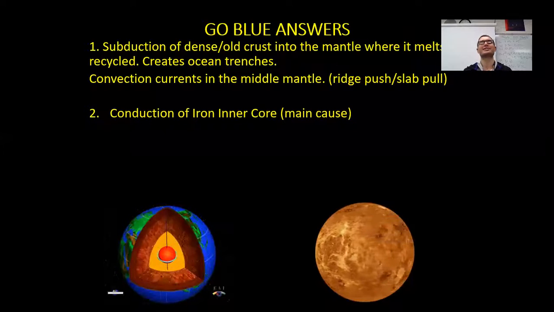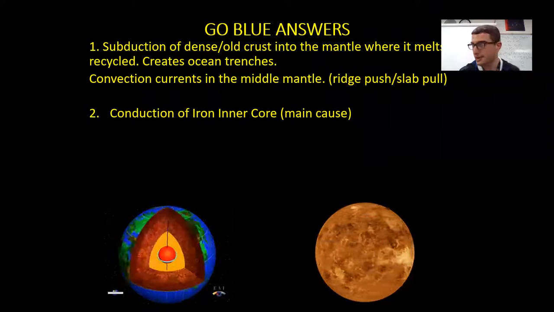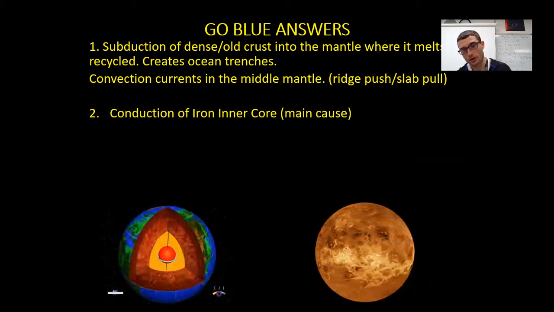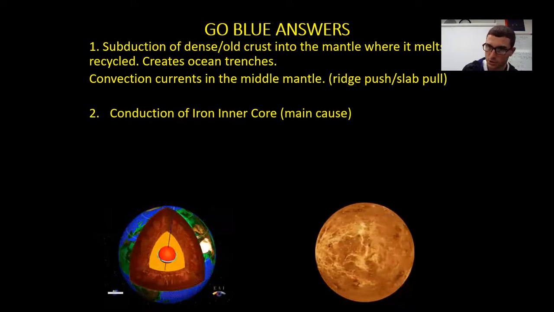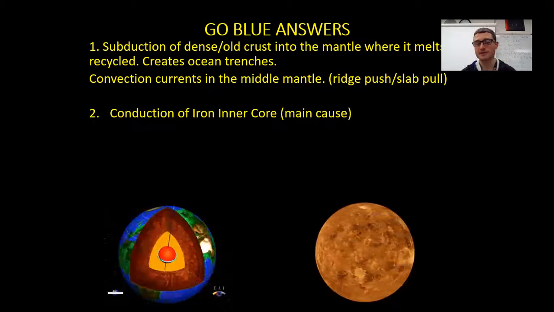Well, we've got the iron inner core. Yes, the Earth is a ball of dirt and water and magma, but at the core, it's actually a super hot pressurized metal ball, okay? That's the main cause.